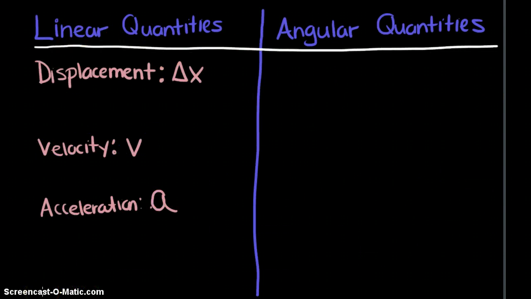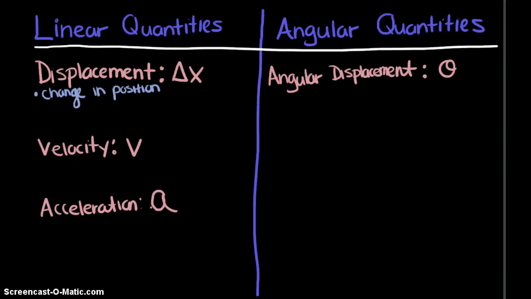Okay, so each of our linear quantities that we're familiar with, displacement, velocity, and acceleration, all have an analog when it comes to angular quantities. So we already know that displacement for us is a change in position. So it's just change in position, and we can model this as, we say delta x is equal to x final minus x initial. We're talking about the linear quantity.